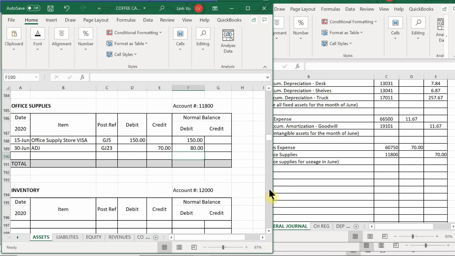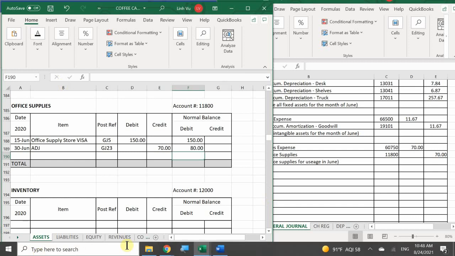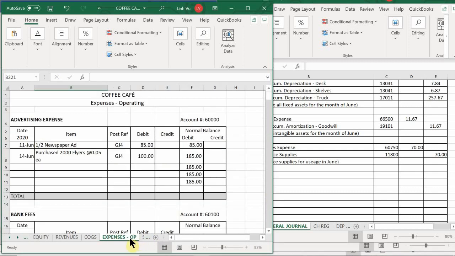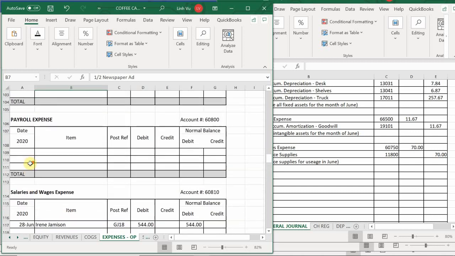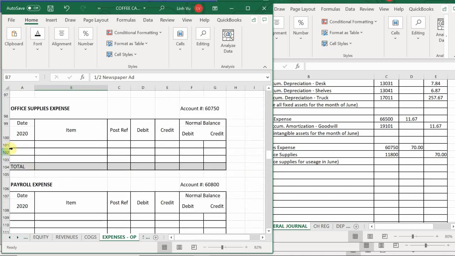Okay. So now that we solved this part, the last thing that we got to do here is go to our operating expenses, because now we need to update our office supplies account. So here it is, office supplies expense. This is an adjustment. General journal number 23. And this time we're going to debit for $70 because that's what we want to say, that we used $70 worth of our supplies.